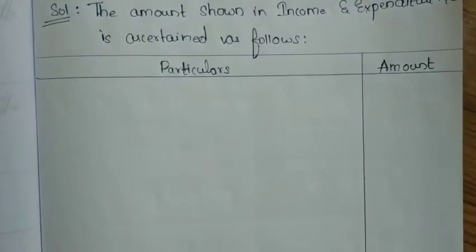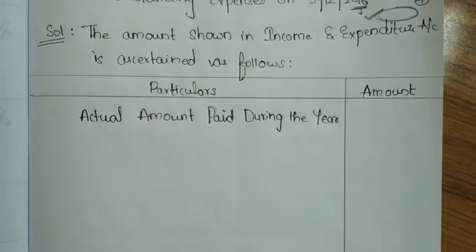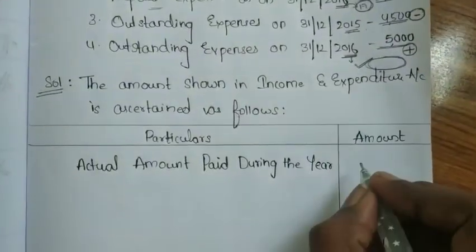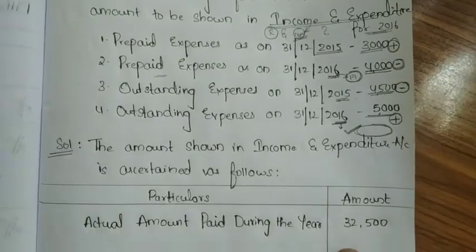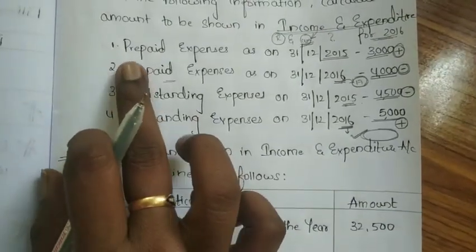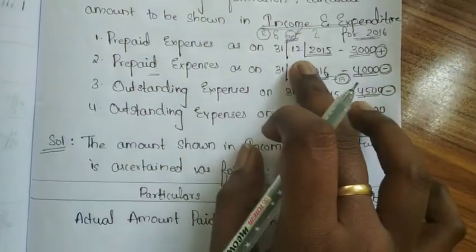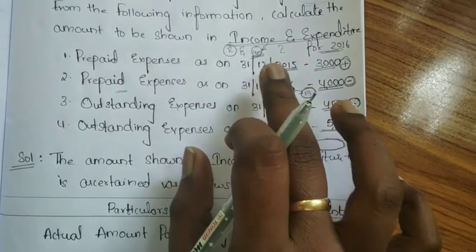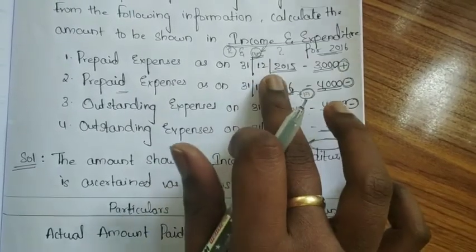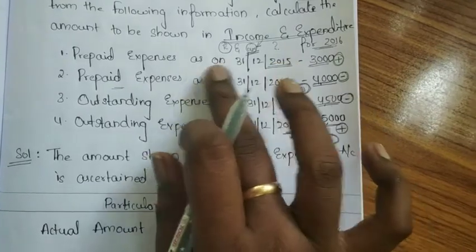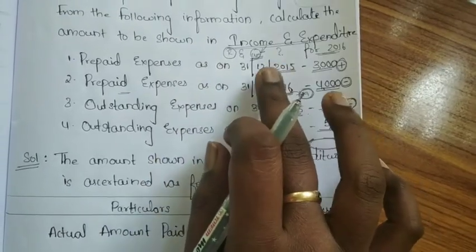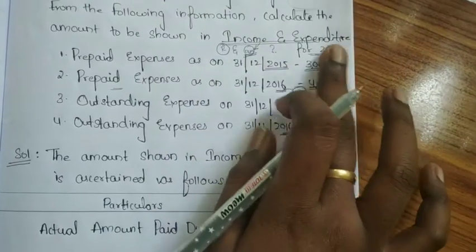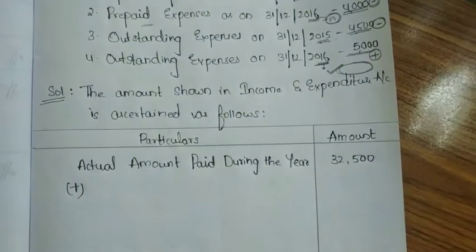So our answer starts with the actual amount paid during the year. See, what is the amount paid during the year? 32,500. So take the amount here. After taking the amount, see the first adjustment, prepaid expenses as on 31/12/2015, 3,000. So they paid in advance in the year 2015. The amount paid was for the expenses of 2016. So this expenditure is related to 2016 only. So take this amount into consideration.